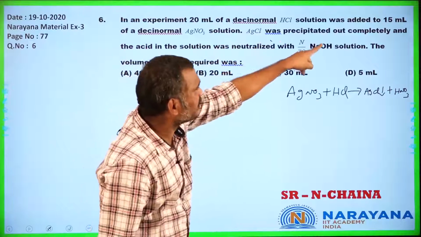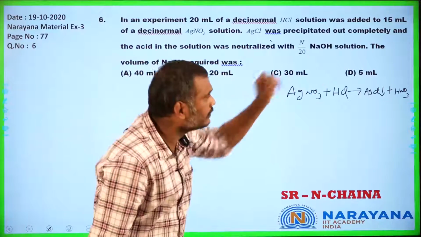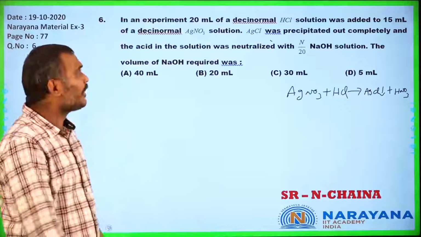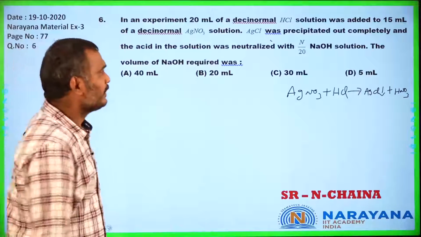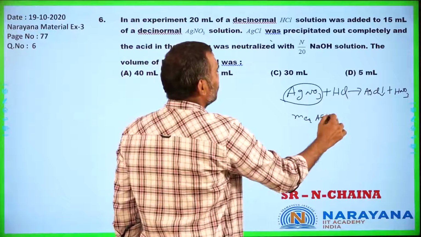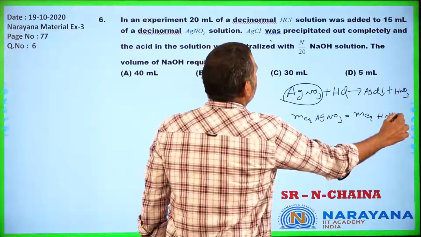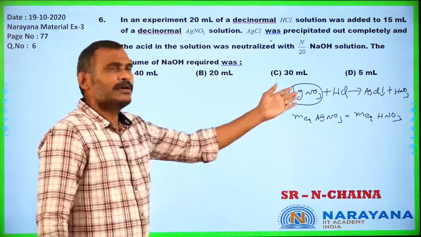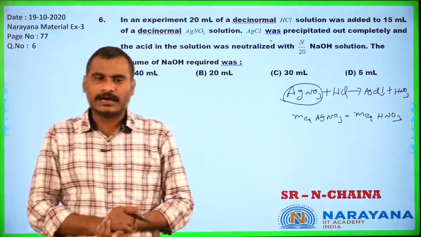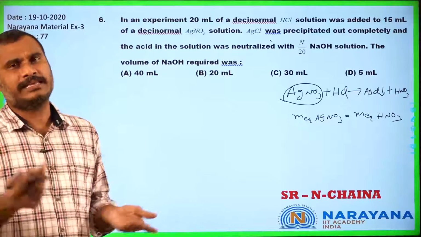AgCl was precipitated out completely and the acid in the solution was neutralized with, that means, one point you have to observe: here milliequivalents of silver nitrate is equal to milliequivalents of HNO3. Is it correct or not? Why? According to the law of chemical equivalence, for all the reactants and products, the number of equivalents should be the same.